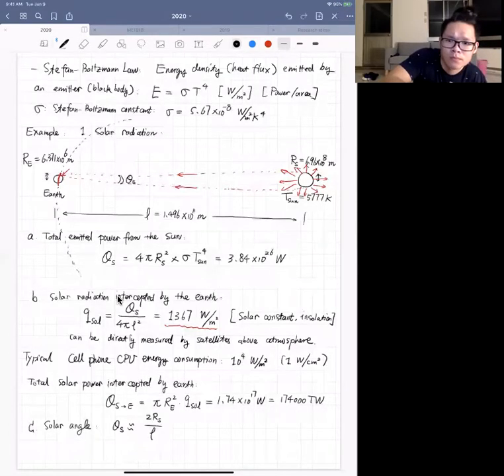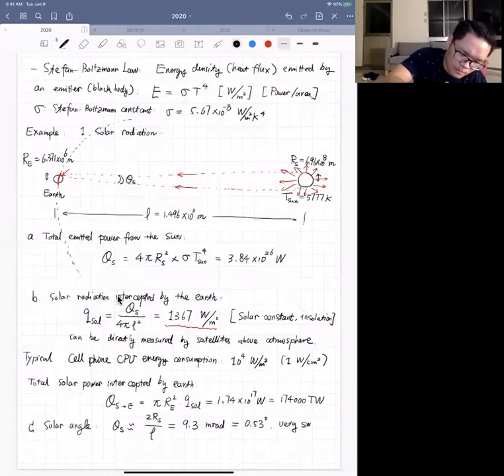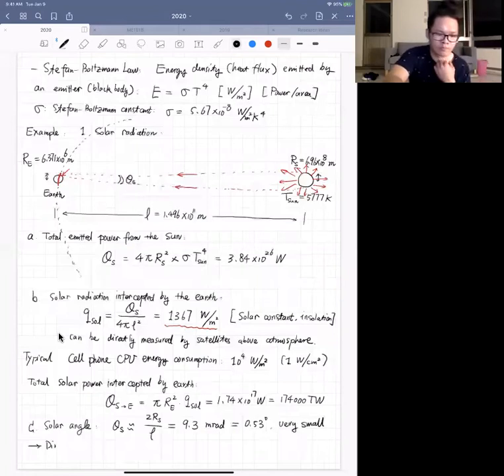Okay, so if you look at the incoming solar radiation, if you do the calculation, again, because L is very large, this is a very small angle. It's about 9.3 milliradian. You can convert this into degrees. This is about 0.53 degrees. Very small. So this tells us that this angle is basically 0.